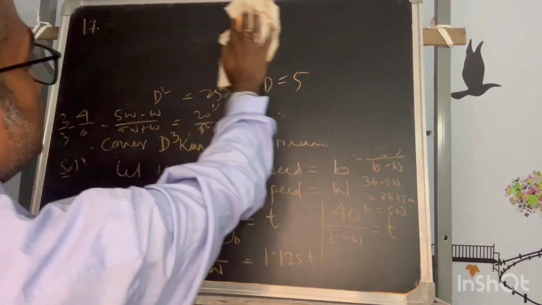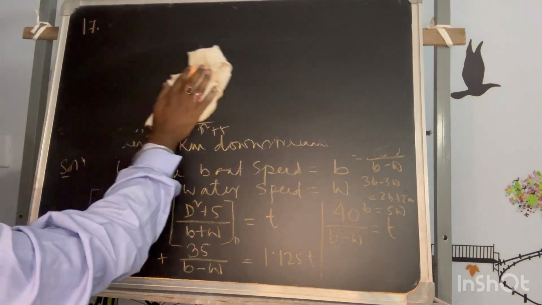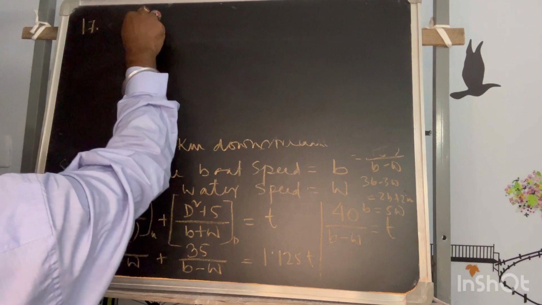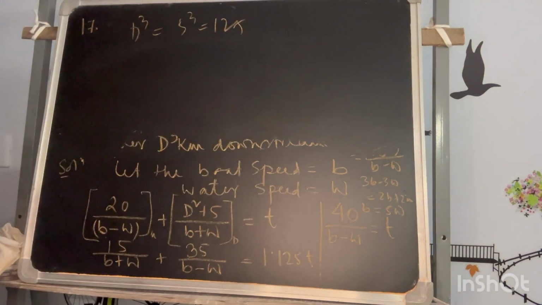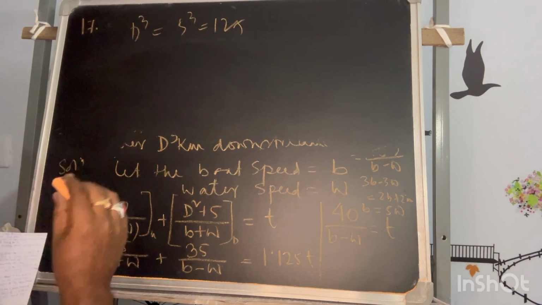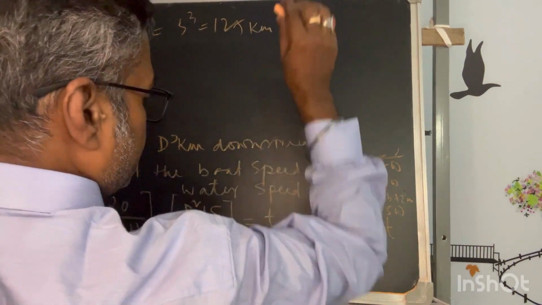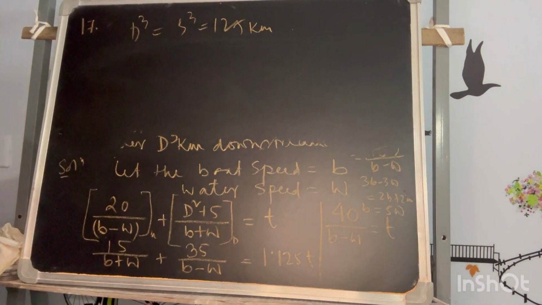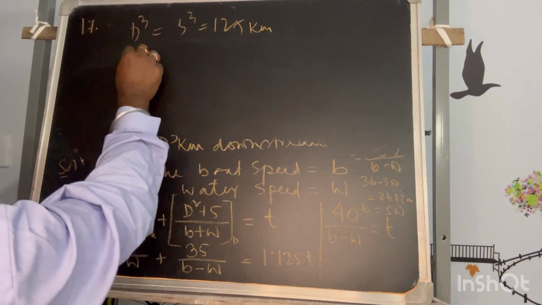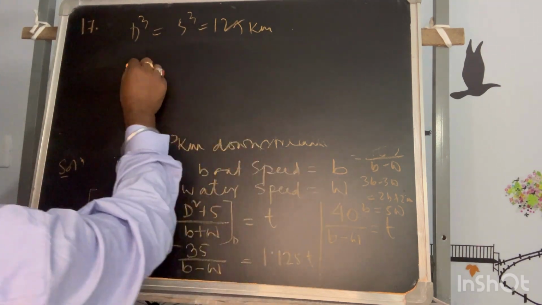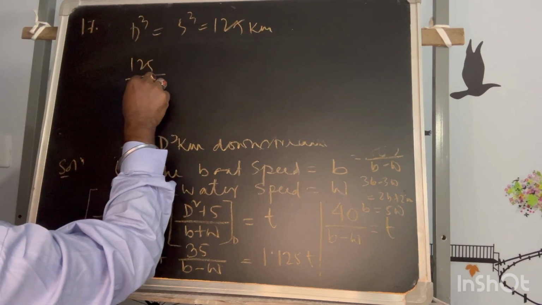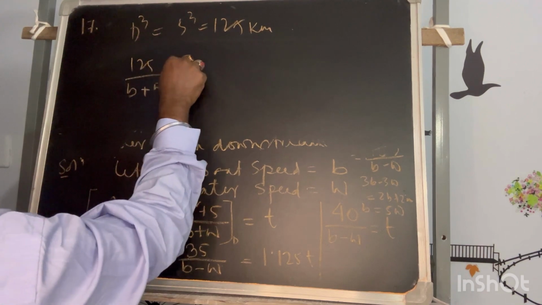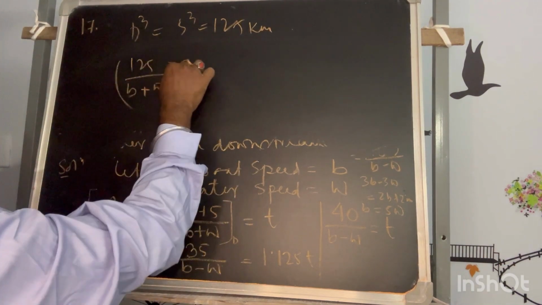Okay, fine. D is equal to 5, you have calculated. So now d cubed is equal to what? 5 cubed, that is equal to 125. Okay, so the question is everything in kilometers. So d cubed will be this much kilometers. Fine. And one more thing I have to calculate: downstream, 125 kilometers by b plus w is the time we have to calculate. So this is my requirement.